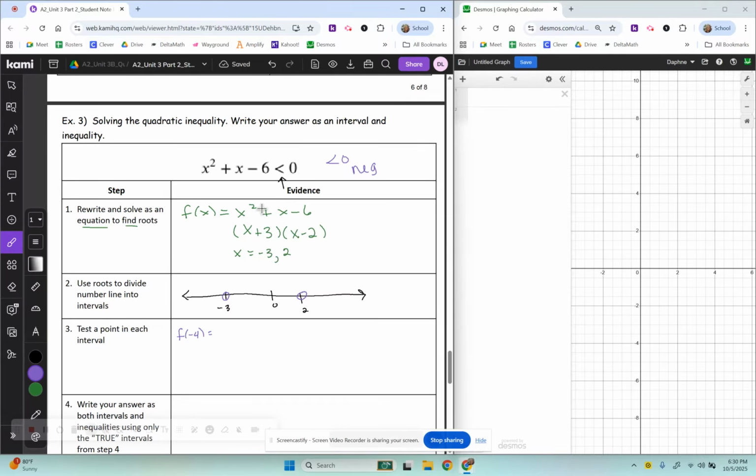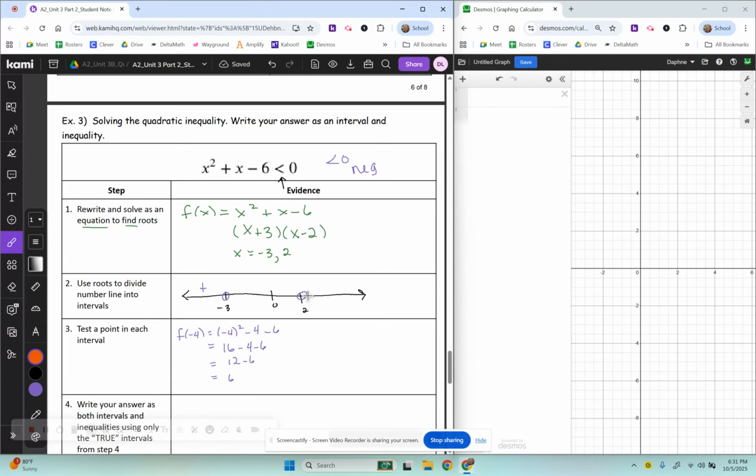Okay, so we're just going to plug it in here. So x squared, -4 squared, plus x, so that's a -4, minus 6. Okay, and -4 squared is 16 minus 4 minus 6. 16 minus 4 is 12 minus 6, and 12 minus 6 is 6. So this region here is going to be a positive number.